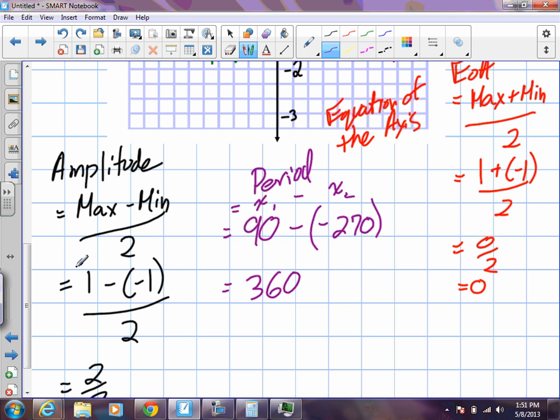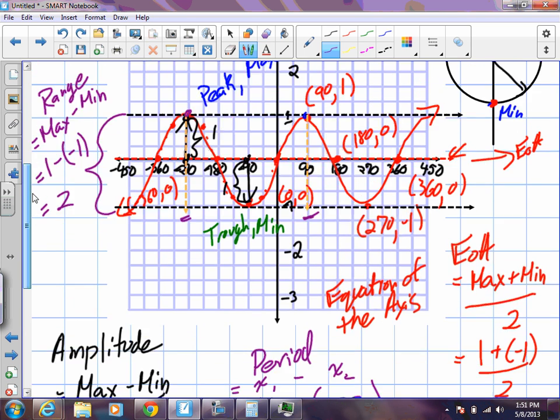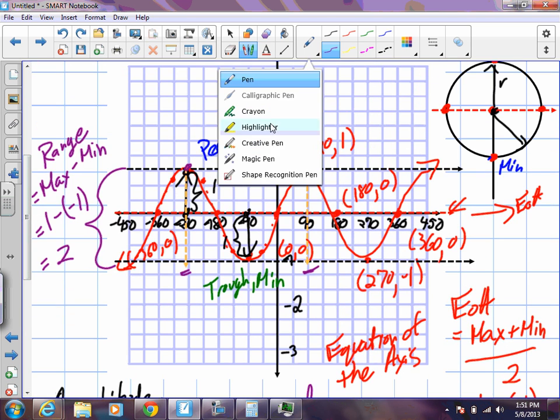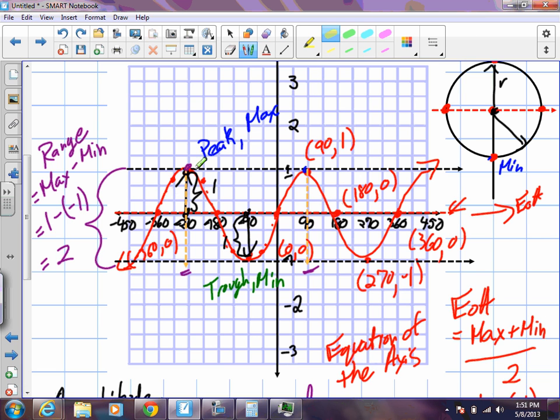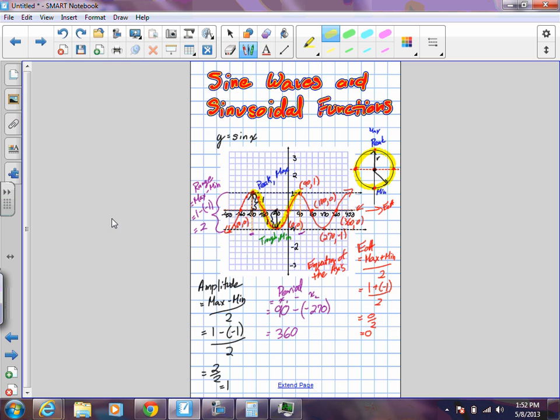So it takes 360 degrees for this pattern to start to repeat itself, which makes sense. It takes 360 degrees to get around a circle because we're showing a circle in this case. So that's how those things will relate to each other. Sorry, there's one other thing I do want to talk about because it's very important for your assignment.